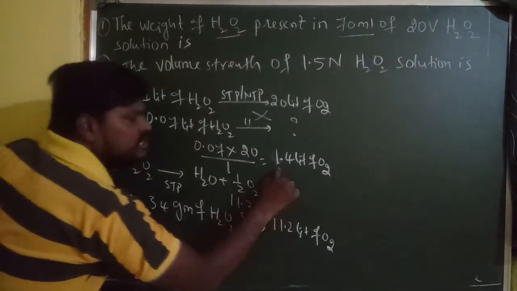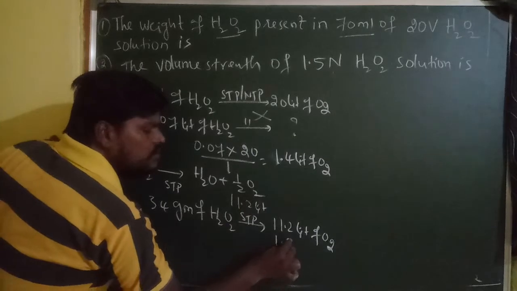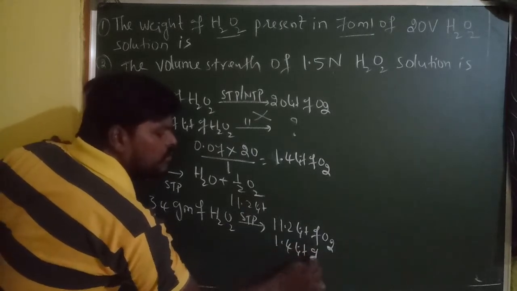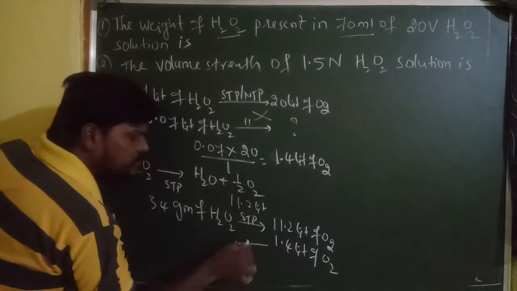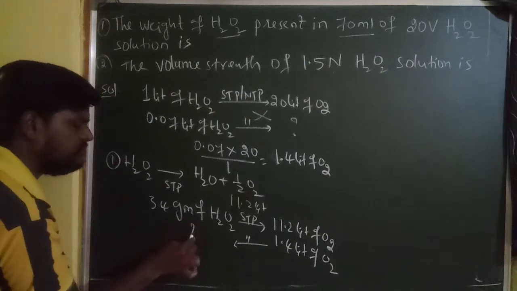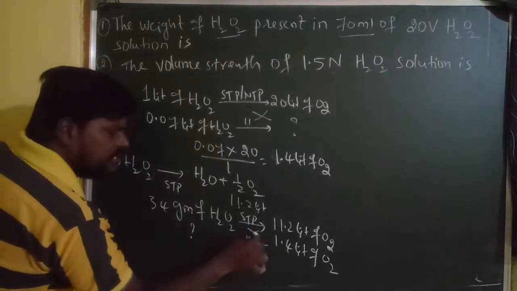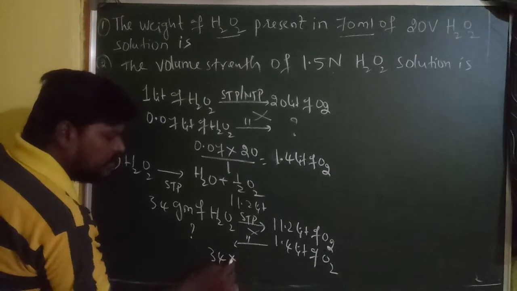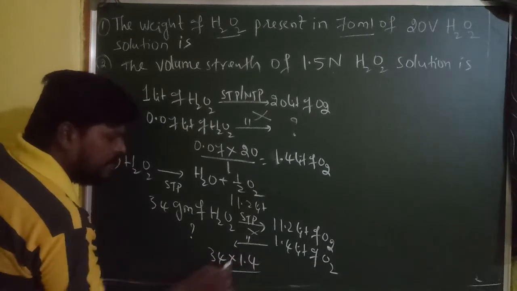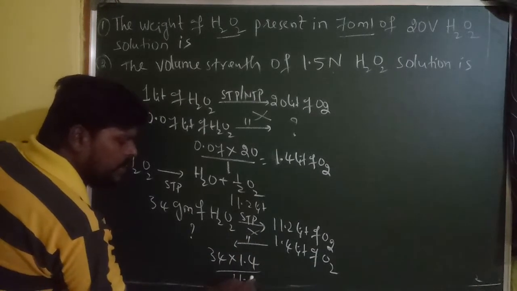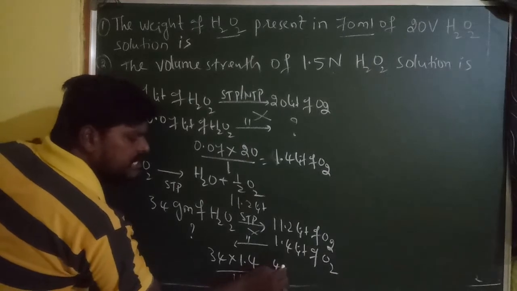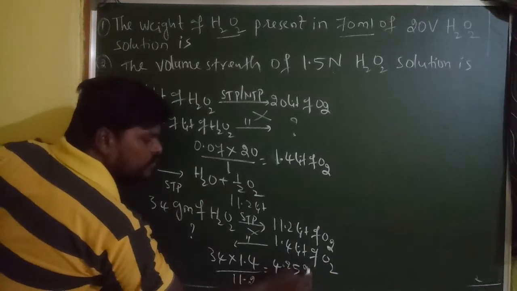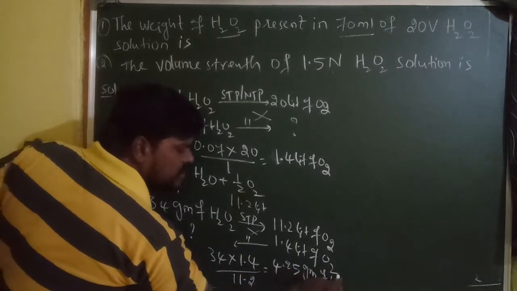Similarly, how many liters of oxygen do we have? 1.4. So 1.4 liters of oxygen at STP, sir, should contain how much weight? So cross multiplication: 34 into 1.4 by 11.2. Now you will get 4.25 grams of H2O2.